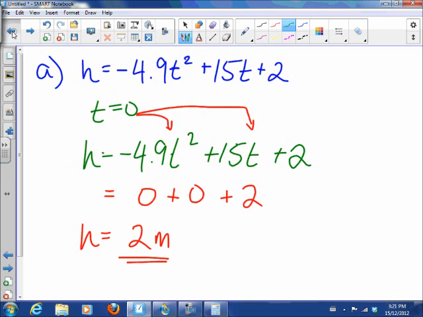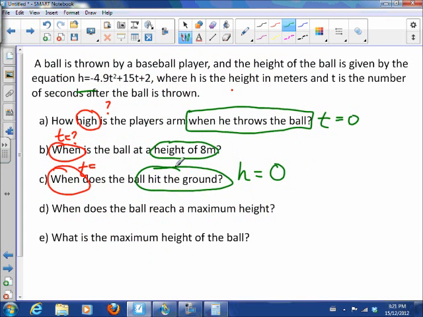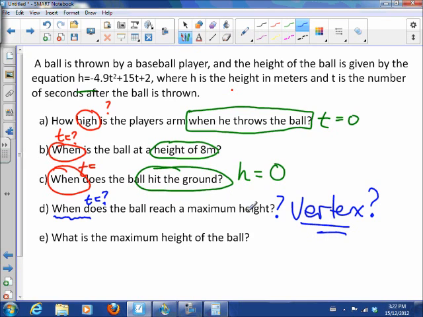Okay, let's look at D. When does the ball reach a maximum height? Okay, so here's a different type of question. So it's again asking when. So we're looking for t, but it doesn't tell us what the height is. It says the maximum height. I don't know when that is. But we can tell that a maximum height really is asking for the vertex. So since it's talking about a maximum height, I want to know when the vertex is.